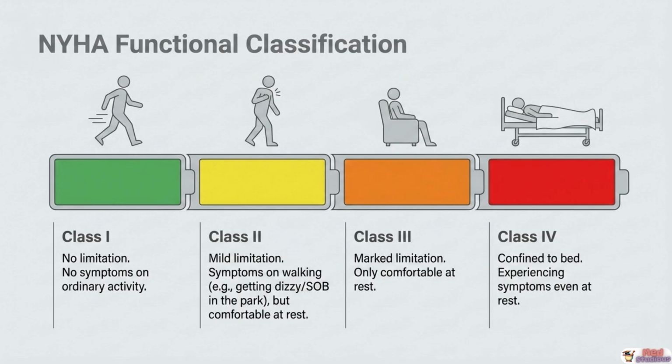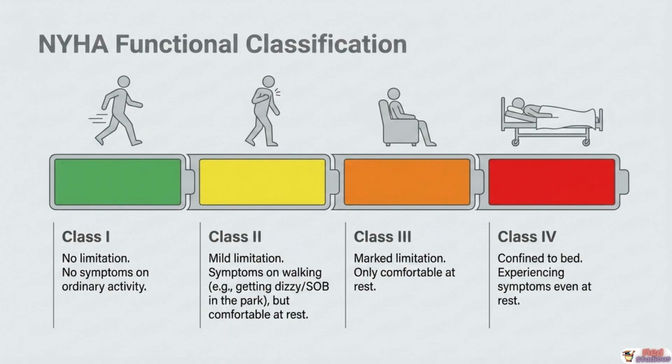Less than ordinary activity provokes symptoms. Simple activities of daily living, dressing, washing, walking from room to room, cause distress. The patient is only comfortable at rest. Class 3 is a critical threshold in pharmacological management, triggering the addition of loop diuretics and aldosterone antagonists.